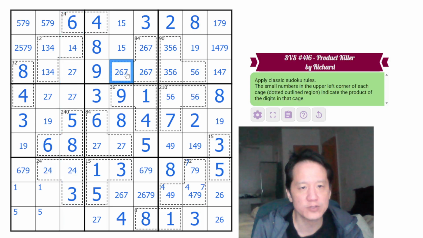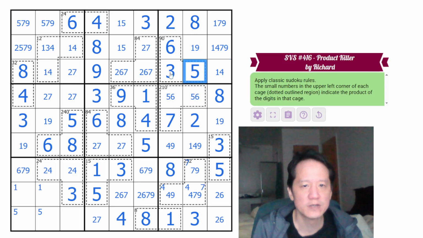Well, actually, we have a 2, 6, 7 triplet in row 3, which eliminates 2, 6, and 7 in the same row. So this can't be 6, which makes that a 5. This can't be 5 or 6, which makes that a 3. This must be a 6. This can't be a 6 then. This can't be 7. This can't be 3.